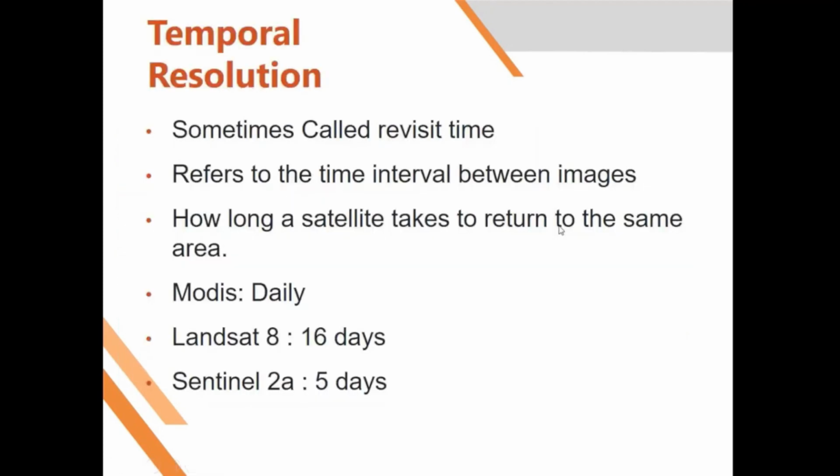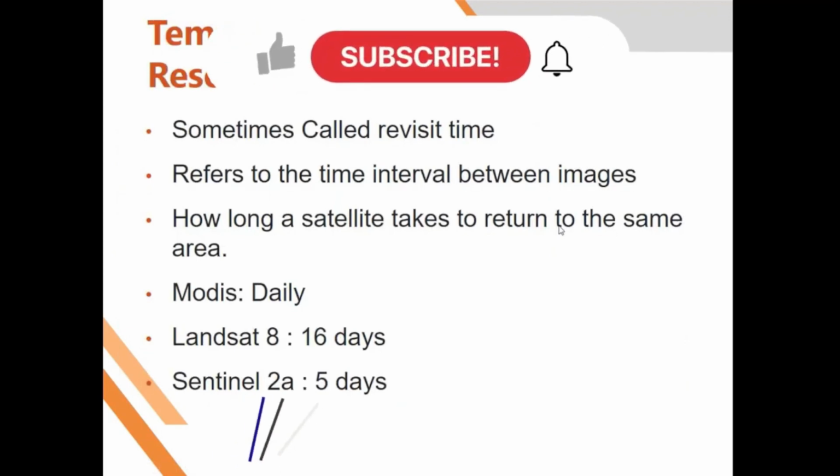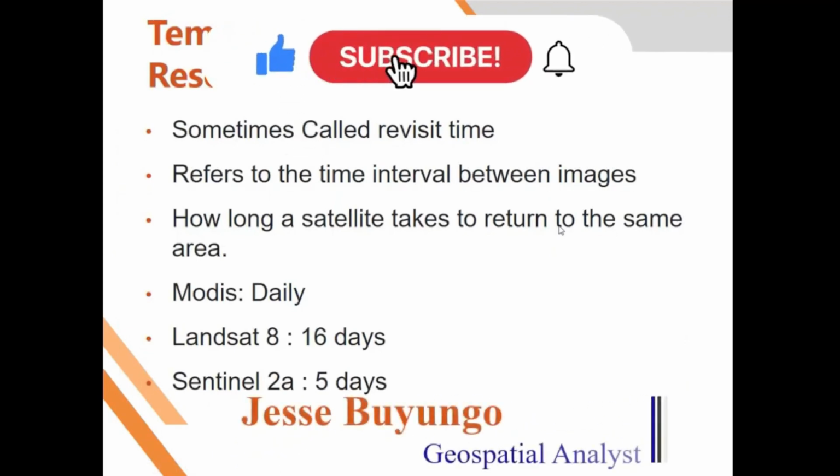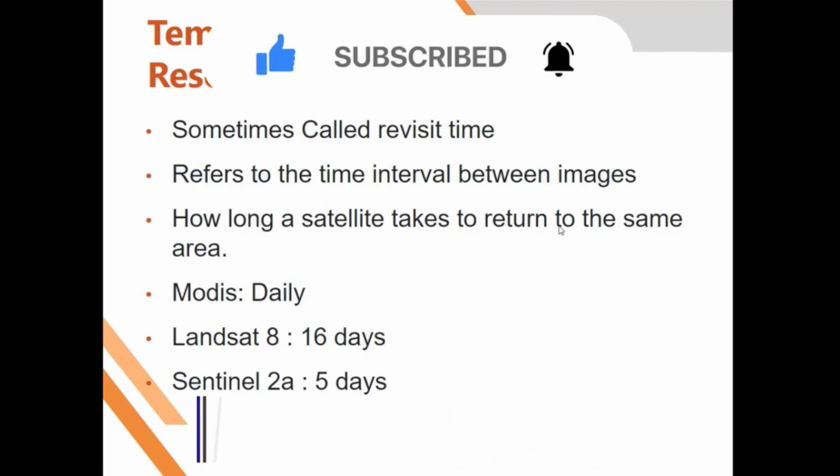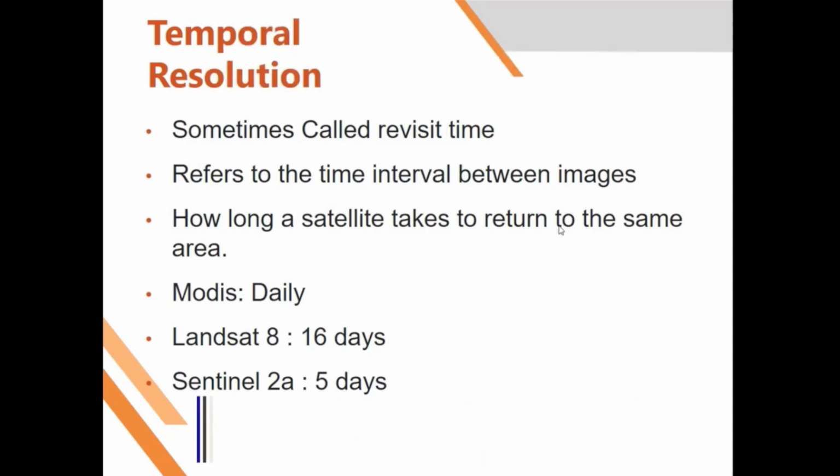So we go to temporal resolution. Temporal resolution is sometimes called revisit time. It refers to the time a satellite takes to return to the same spot. So just imagine a satellite passes me here. How long will it take to find me again here? If a satellite passes Kampala, how long will it take to come back to that same place in Kampala?